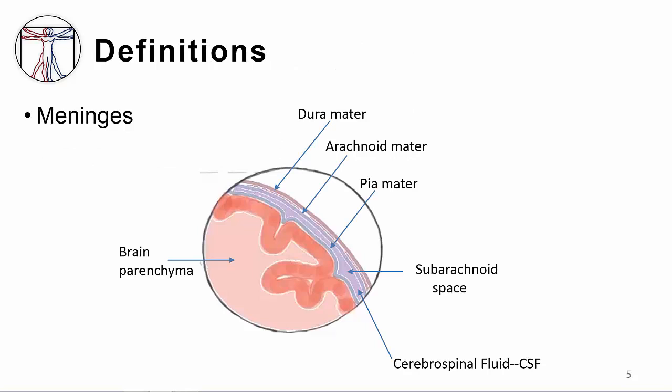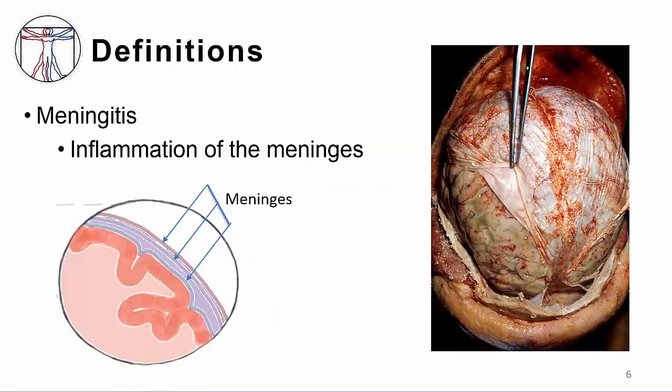The different layers of the meninges that cover the brain are called the dura, the arachnoid, and the pia mater. As you can see in this cartoon, normally they are very thin membranes that cover the brain. Cerebral spinal fluid, or CSF, is in the subarachnoid space, which surrounds the brain. This fluid serves to cushion the brain, provides nutrients and chemicals from the blood, and removes waste from the brain parenchyma.